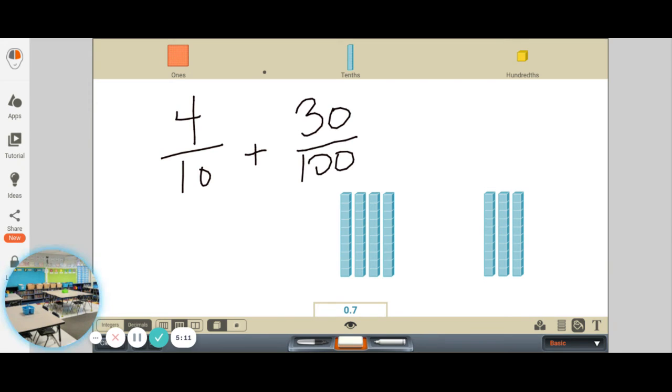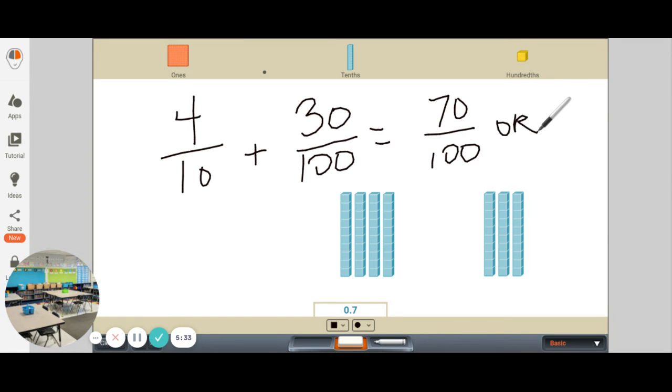So now, as you can see, we have 10, 20, 30, 40, 50, 60, 70 hundredths. We could write it as 70 hundredths, or we have 7 tenths. So when we are writing our answer, we could either do 70 hundredths or 7 tenths. Those are equivalent, okay? Now, to write that as a decimal, we could write it as 7 tenths. We could also write it as 70 hundredths. And all of those answers would be correct.